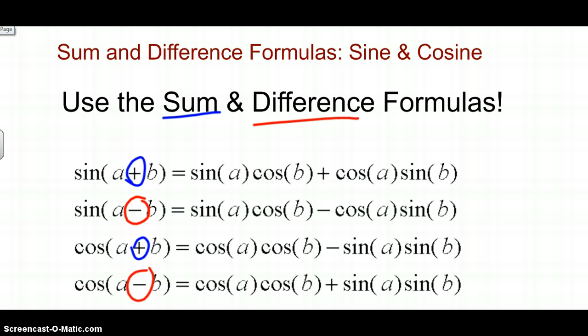These formulas are on your identity sheet, so you might want to have that next to you as we're going through and doing these problems. You will have it with you for all of your tests and quizzes, so that should help as well.